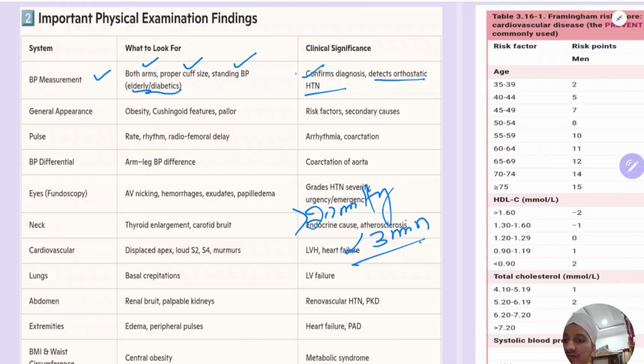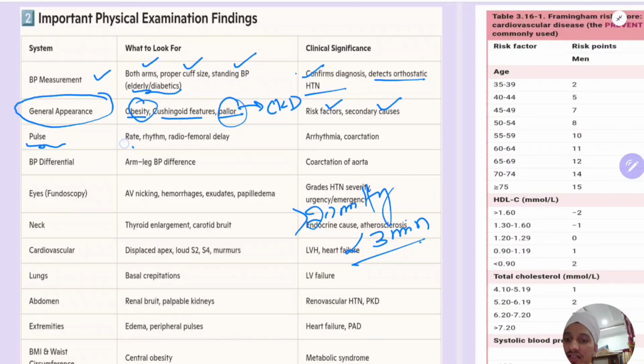Now first, general physical examination. You see the patient, whether the patient is obese, whether the patient has Cushingoid features, and you see the palpebral conjunctiva, whether the patient has pallor. Pallor is important because in diseases like chronic kidney disease, there will be normocytic normochromic anemia. So these are risk factors, and secondary causes will also have this. So pallor and obesity. Then you will see the pulse: the rate, rhythm, any arrhythmias you will detect. And radiofemoral delay is important. So arrhythmia or coarctation of the aorta you will know from your pulse.